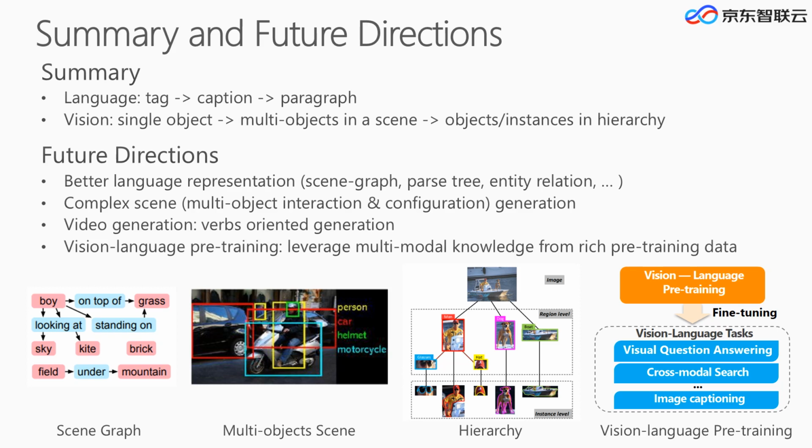Video generation will prevail in the near future. So far, the research focus is on the nouns and the adjectives in a sentence. In the future, the verbs will also be considered, especially in video generation. Lastly, the research community starts to pay more attention to vision language pre-training, which aims to transfer the multimodal knowledge from the rich resource pre-training tasks to a series of limited resource downstream tasks such as VQA, cross-modal retrieval, and image captioning.